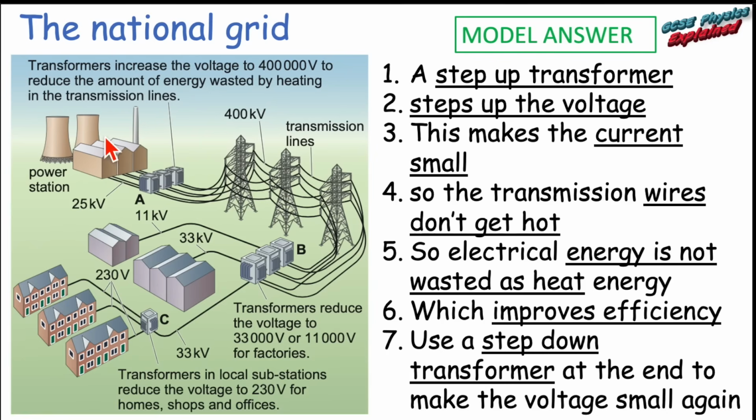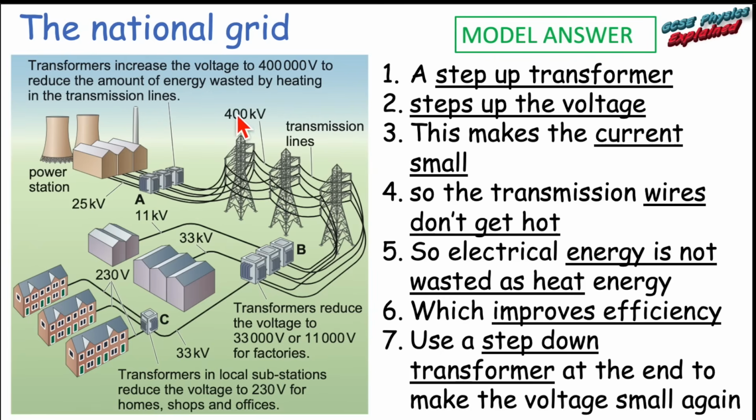What does that look like in pictures? Right, we make 25,000 volts at the power station. Remember these values just in case that is the type of question you get on your paper this year. Now we use step-up transformers to step the voltage up 16 times from 25 kilovolts up to 400 kilovolts in the transmission lines. We make the voltage big so the current can be small and still have the same power. We want the current small, otherwise the wires will get hot and electrical energy will be wasted as heat energy. That's what we call line loss.